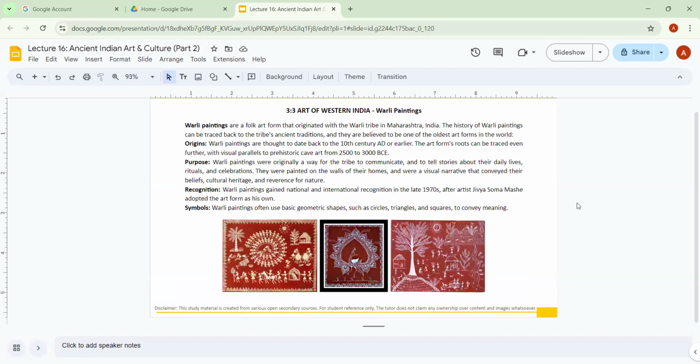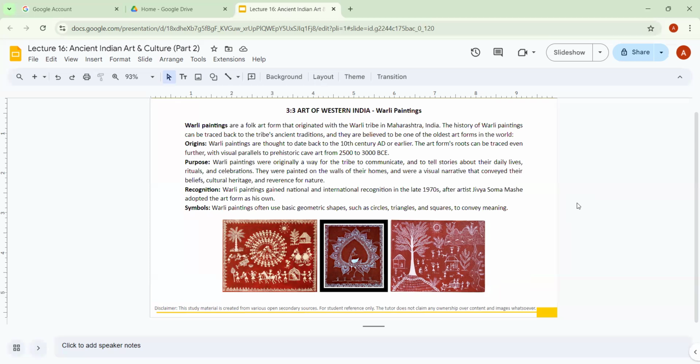The art of Western India, that is Warli painting. Warli painting is a folk art that originated in the Warli tribe in Maharashtra in the Dahanu district. They are thought to date back to the 10th century AD or earlier.